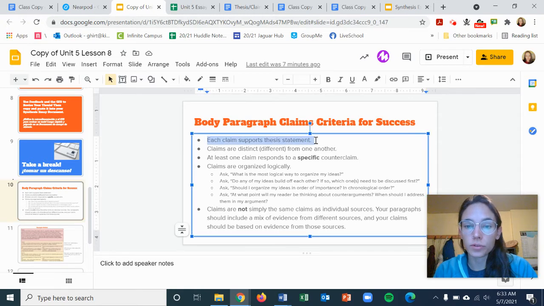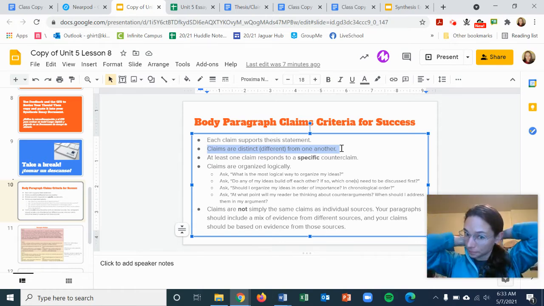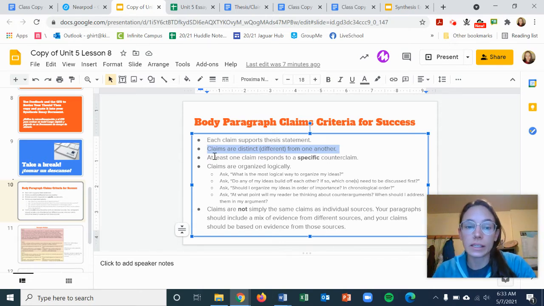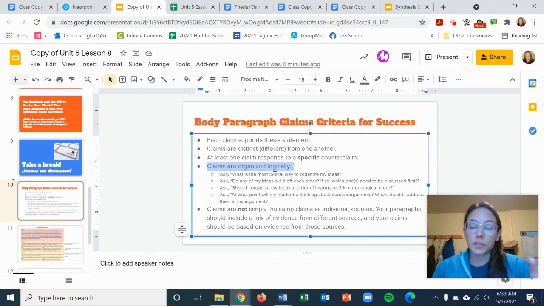So each claim needs to support your thesis statement. Claims should be different from one another, so don't just make it the same idea twice in different words. Make sure they're distinct reasons. Also, at least one claim should respond to a specific counterclaim. So just like you did in your thesis, you should respond to a counterclaim in at least one body paragraph claim as well. And then claims are organized logically. So this is going to be different for everybody, what this looks like to you. So let me show you an example of how you might organize your claims.